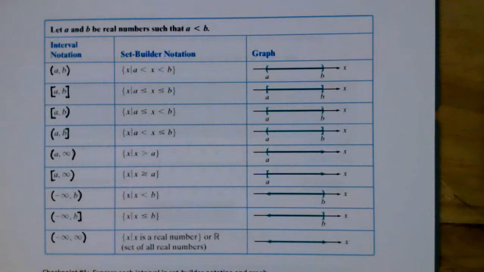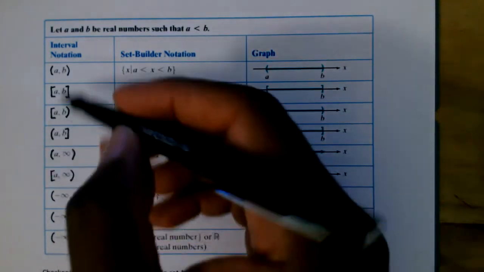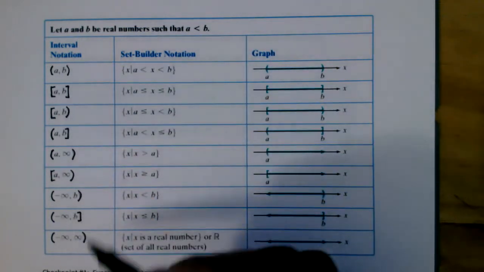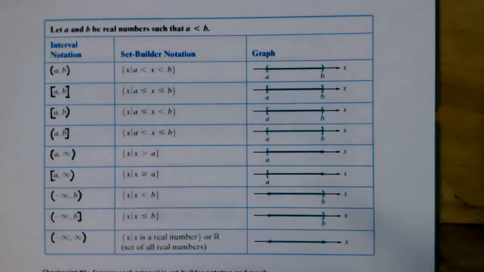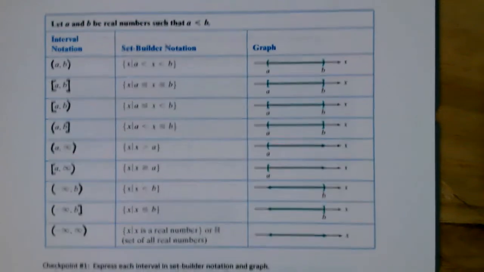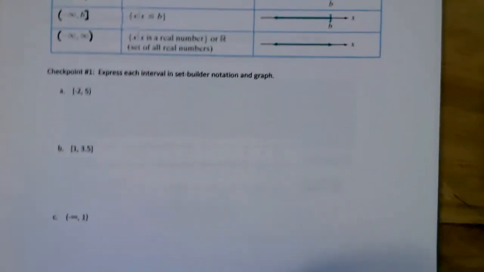And the set builder notation would be the set of all x such that x is a real number, or sometimes they use this symbol, the capital letter R, for the set of all real numbers. Okay. Now, we're going to use these 9 interval notations to answer these questions here at the bottom of this handout.